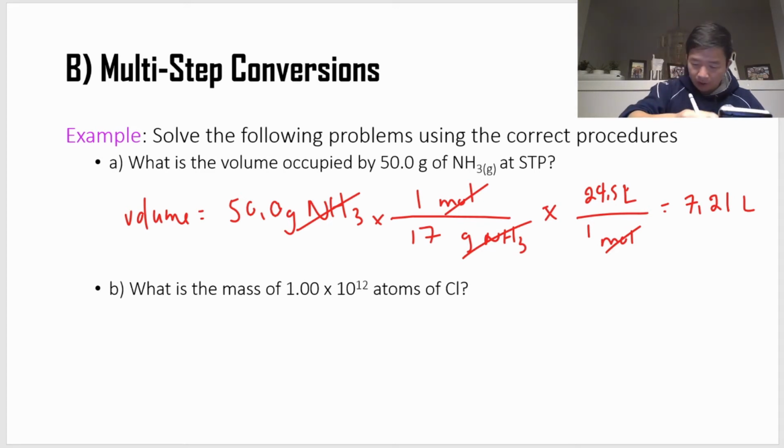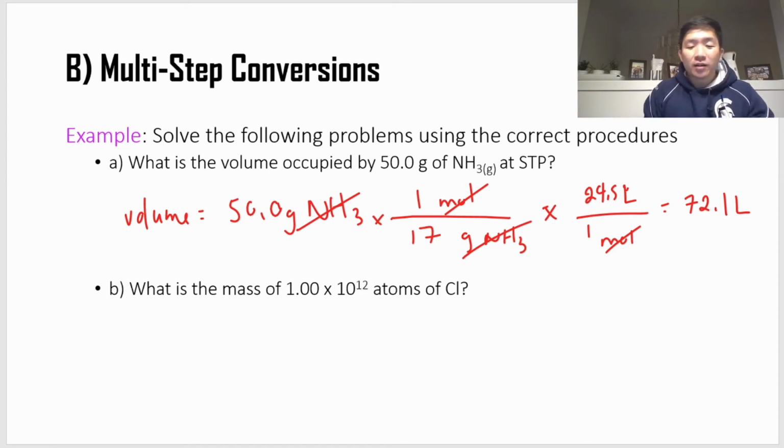Actually, I don't think it should be 7.21. Let's see, 50 divided by 17 times 24.5. So 70, forgot a decimal place. This should be 72.1 liters. Let's try another one.